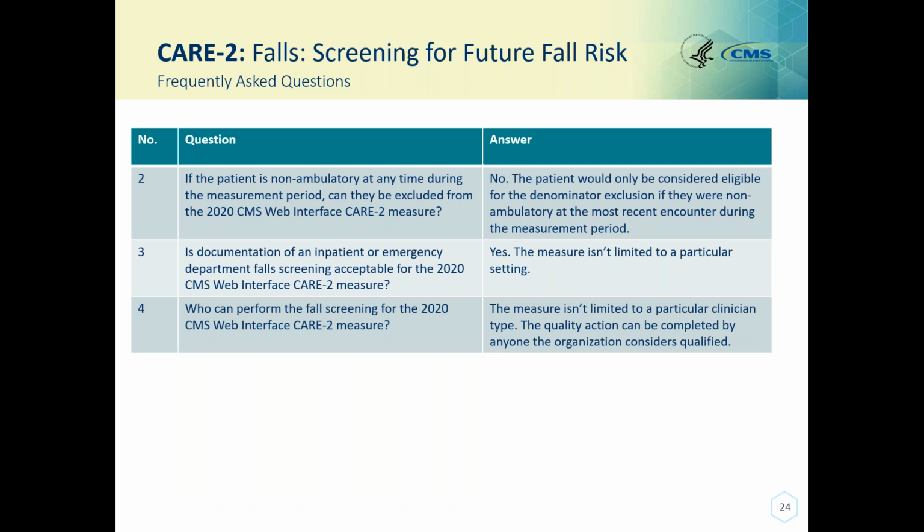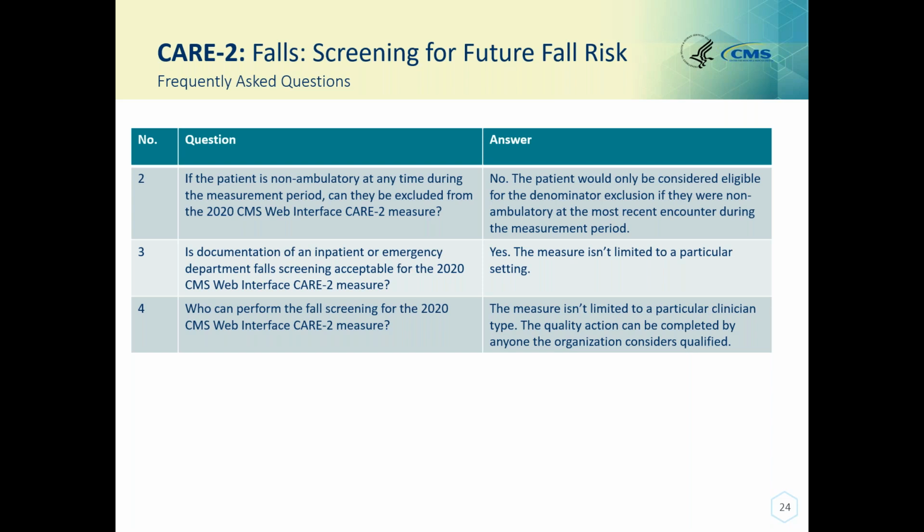Question 2 is, if the patient is non-ambulatory at any time during the measurement period, can they be excluded from the 2020 CMS Web Interface CARE 2 measure? The answer is no. The patient would only be considered eligible for the denominator exclusion if they were non-ambulatory at the most recent encounter during the measurement period.